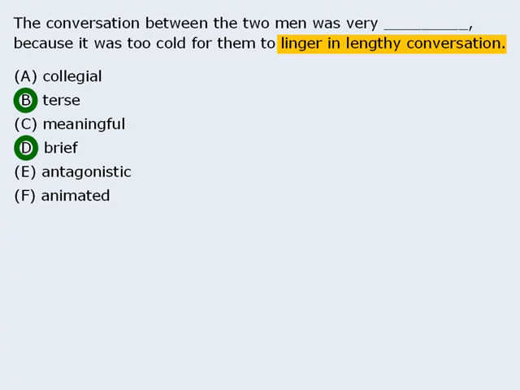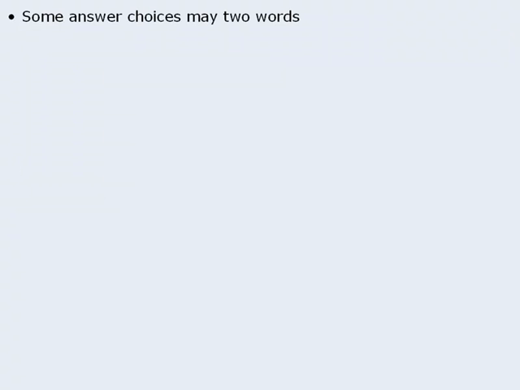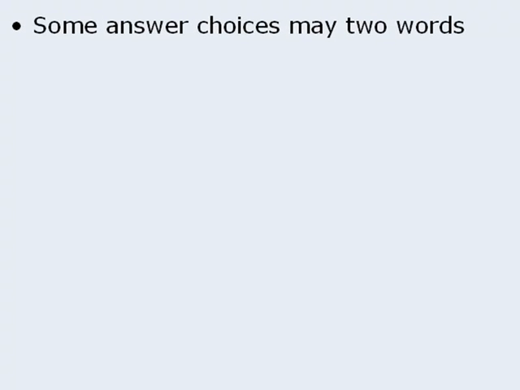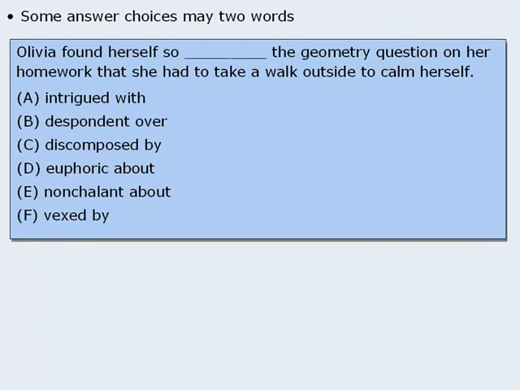Now, I should mention that although the sentences in these question types omit only 1 word, you may occasionally find 2 words in the answer choices. This is because some words need to combine with other words to create sentences that are grammatically correct. Here's an example of what I mean. Now, if you're interested, you may wish to pause the video now and try the question before continuing.